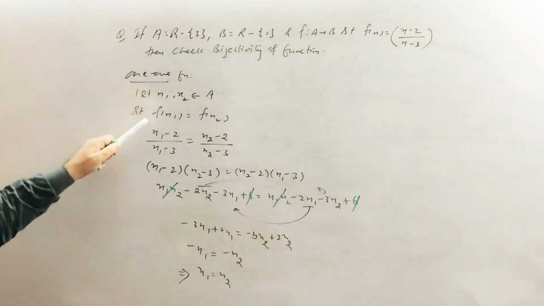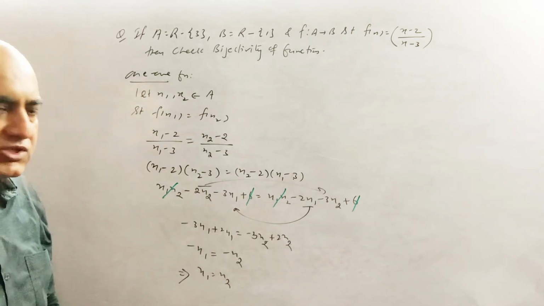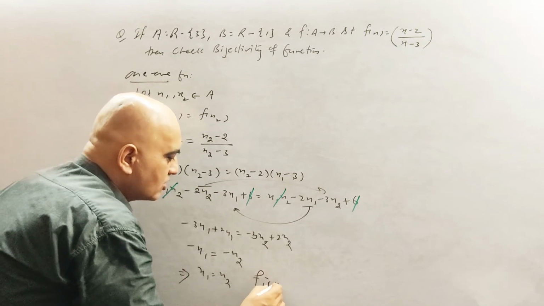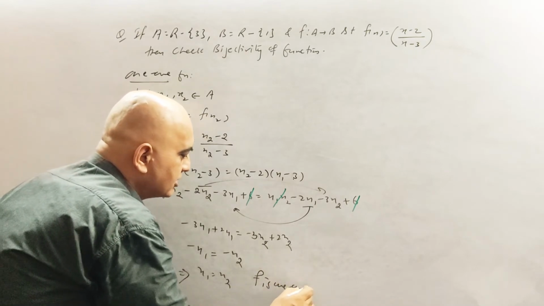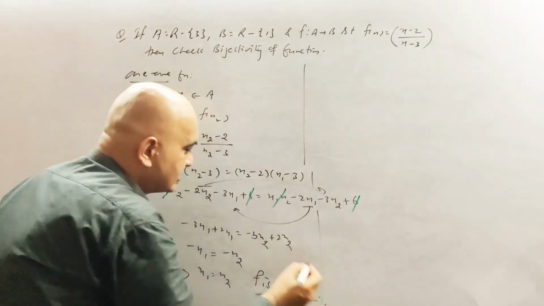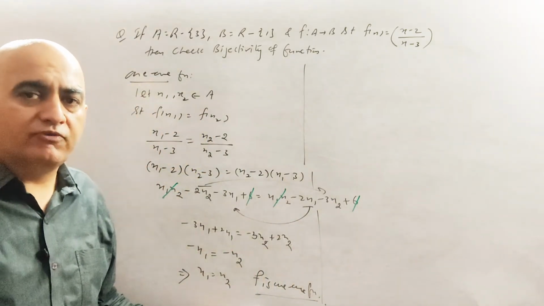What we are getting: if f of x1 is equal to f of x2, it means x1 is equal to x2. It means f is a one-one function, right? Without any doubt, you can say this function is an injective function.